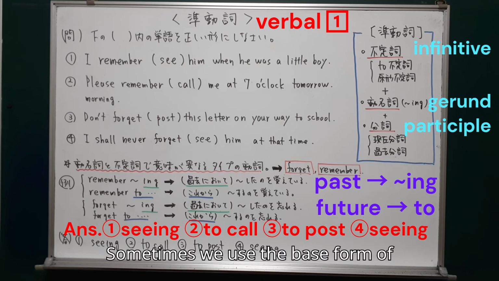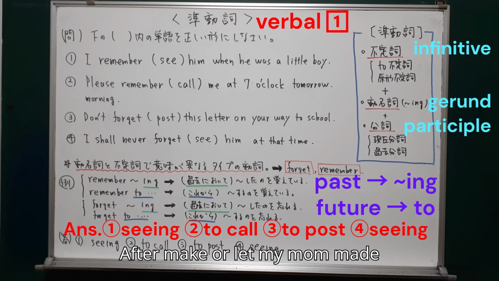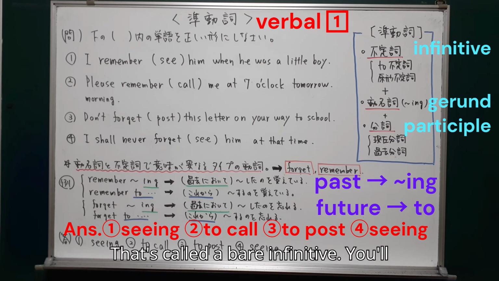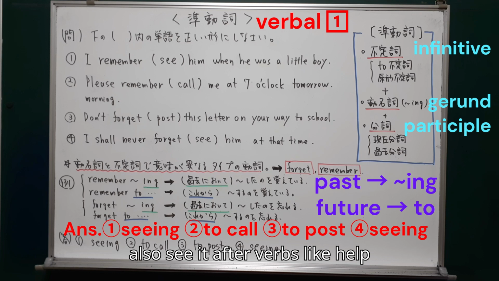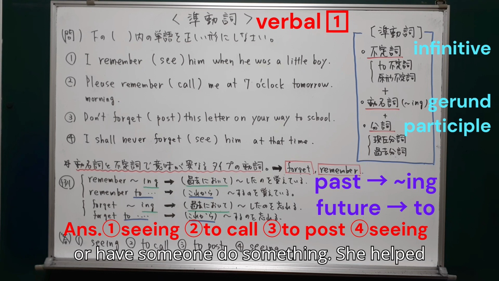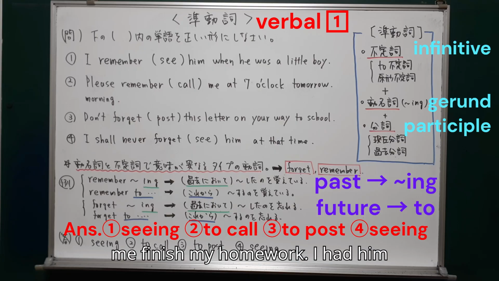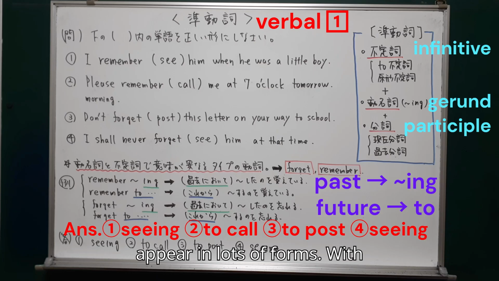Sometimes, we use the base form of the verb without to. For example, after make or let. My mom made me clean my room. No to there. That's called a bare infinitive. You'll also see it after verbs like help or have someone do something. She helped me finish my homework. I had him check the report. So infinitives can appear in lots of forms, with or without to.